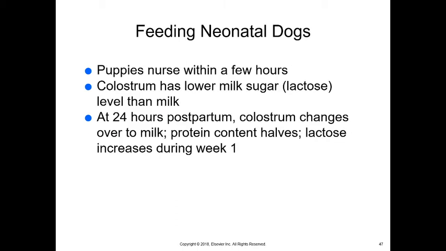Okay, now we're going to shift over to feeding different stages, starting with neonatal dogs or baby puppies. Puppies nurse within a few hours.